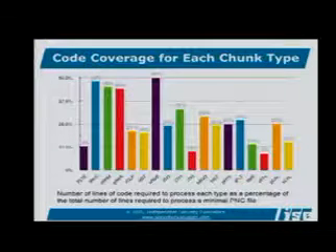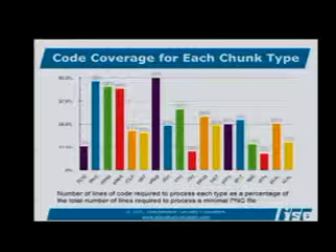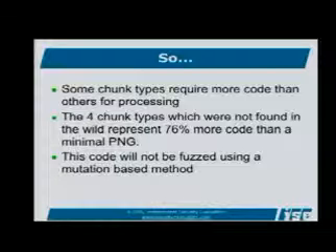And this graph is just supposed to show you that different amounts of code were used to process each of the different chunk types. The sort of odd measure that I used was the number of lines of code required to process each as a percentage of the number of lines required to process a minimal PNG. It's a mouthful, and if you want to know why I chose that, please see me afterwards, but I'm running out of time. All right, so some chunk types require more code than others for processing.